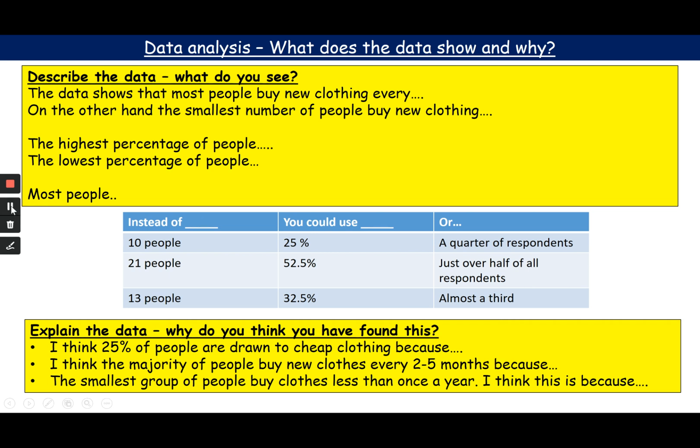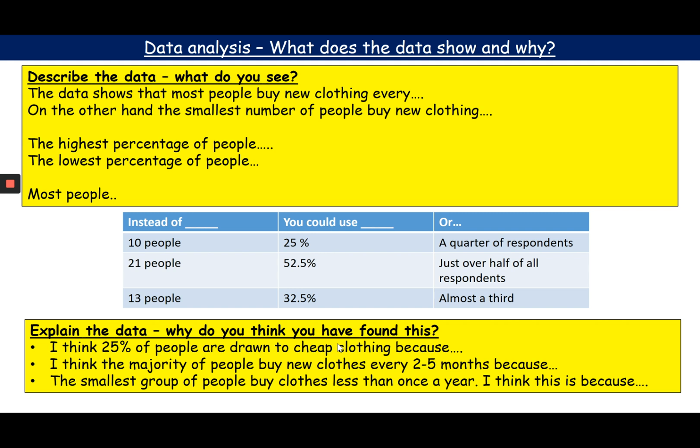Once you've tried to describe your graphs to me, so just a few descriptions of each graph, explain your data. So tell me why you think you found this. So looking at your data, I can see that 25% of people are drawn to cheap clothing. Why do you think this is? The majority of people buy new clothes every 2 to 5 months. Why do you think that is?